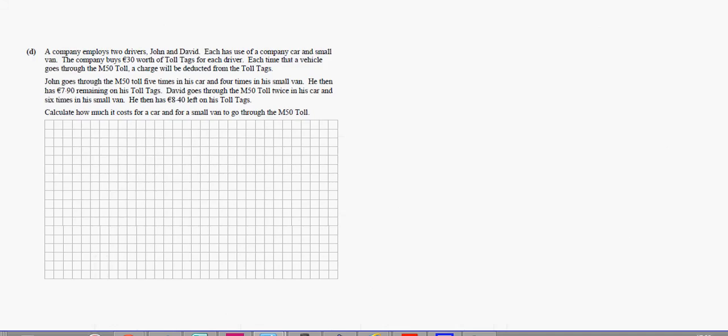Next question. A company employs 2 drivers, John and David. Each has use of a company car and small van. The company buys €30 worth of toll tags for each driver. Each time that a vehicle goes through the M50 toll, a charge will be deducted from the toll tags. John goes through the M50 toll 5 times in his car and 4 times in a small van. He then has €7.90 remaining on his toll tags. David goes through the M50 toll twice in his car and 6 times in a small van. Then he has €8.40 left on his toll tags. Calculate how much it costs for a car and a small van to go through the M50 toll.